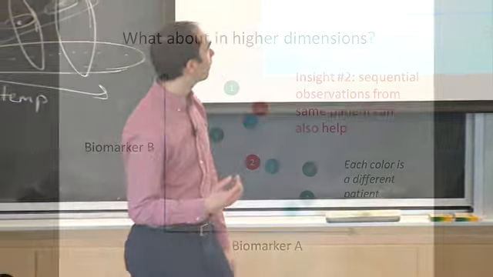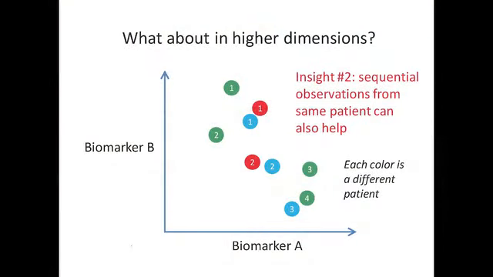A different approach might be, well, maybe you don't have just purely cross-sectional data. Maybe you have 2 or maybe 3 samples from each patient. And then you can color code this. So you might say, OK, green is patient A, we'll call it. And this is the first time point from patient A, second time point from patient A, third and fourth time points from patient A. Red is patient B, and you have 2 time points from patient B. And blue here is patient C, and you have 1, 2, 3 time points from patient C.